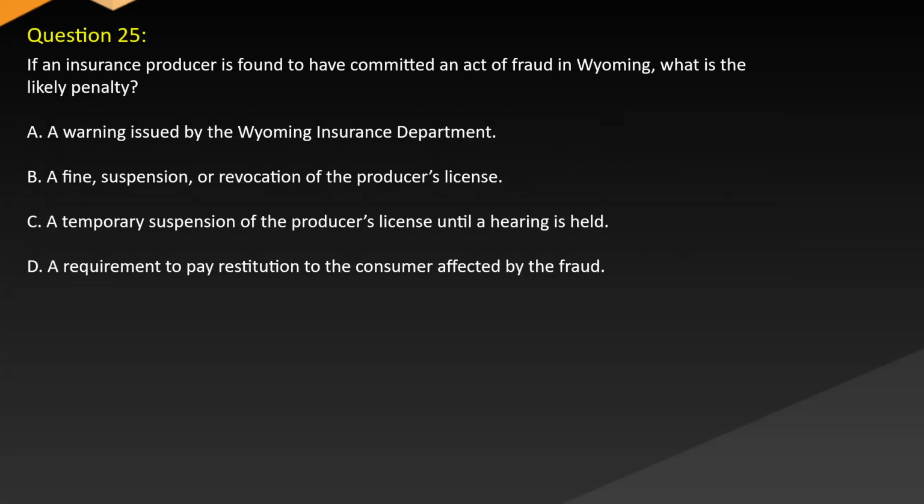Question 25. If an insurance producer is found to have committed an act of fraud in Wyoming, what is the likely penalty? A. A warning issued by the Wyoming Insurance Department. B. A fine, suspension, or revocation of the producer's license. C. Temporary suspension of the producer's license until a hearing is held. D. Requirement to pay restitution to the consumer affected by the fraud.